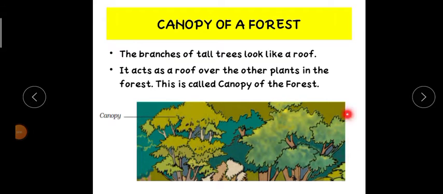Children, look at this diagram. Here you can see there are many trees. They have different shapes of crown, and this layer, which is covered so much that it appears like a roof of the forest, is known as the canopy of the forest.